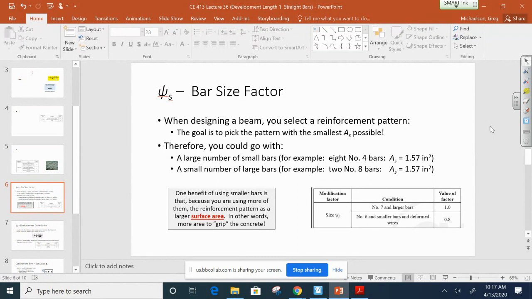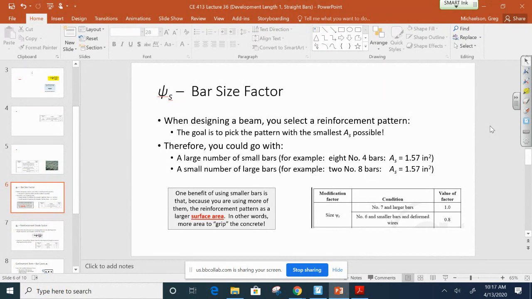All right, if I look here at the 2 patterns that I've shown here, so I have 8 number 4 bars and 2 number 8 bars. Okay, they both have the same area of steel, and that's true. So they both would affect the moment capacity in the same fashion. But there is a very unique difference between these two, and that's their surface area. So if you were to actually compute the surface area of each of those bars, like 8 number 4s versus 2 number 8s, what you'll find is that it might be the same cross-sectional area, but the surface area, the amount of area surrounding the bars, the 8 number 4 bars, they have more surface area.